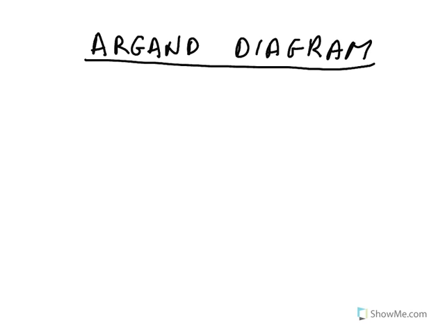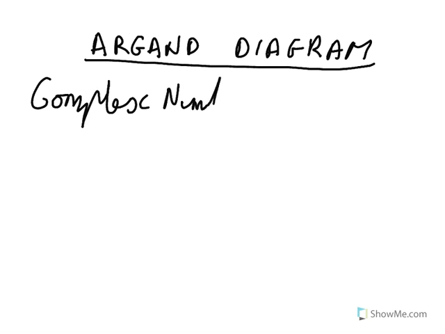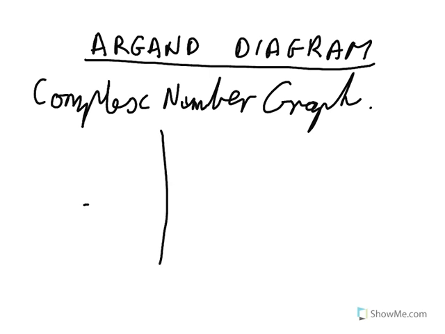Okay, today we're looking at what is referred to as an Argand diagram, and an Argand diagram is essentially a complex number graph. So it looks like our Cartesian plane, basically. So we have two axes, a vertical and a horizontal axis.